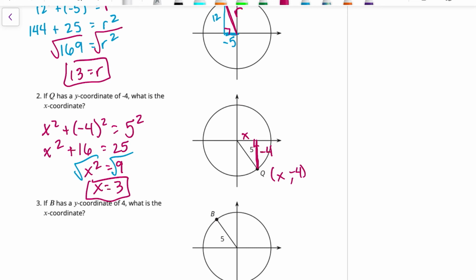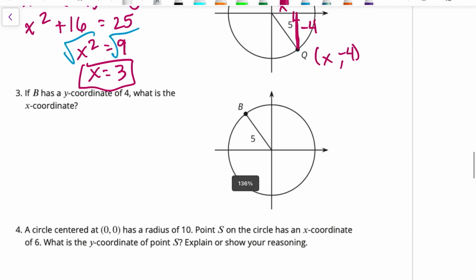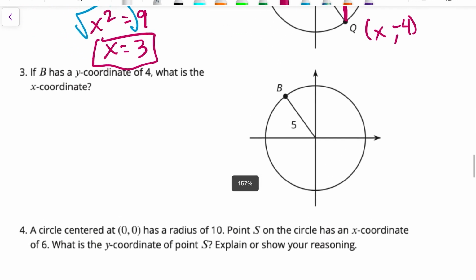All right, and let's take a look at number 3. Make that a little bit bigger. If B has a y coordinate of 4, so again, +4 there, what is the x coordinate? So we're trying to figure out what that is. Again, we're going to drop that vertical line from the point to the x-axis, so it makes a right triangle. We know that this length is 4. We don't know what that horizontal length is, and we know that the radius is 5.